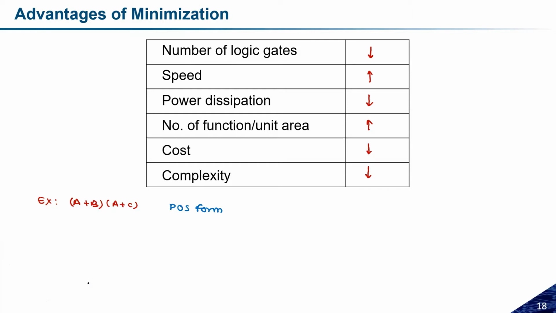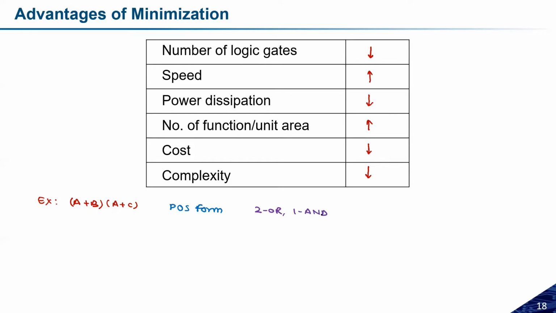Sir, 3 logical gates. Which ones? Sir, 2 OR gates and 1 AND gate. Perfect, absolutely correct. See here, for A plus C, we need 1 OR gate. For A plus B, we need 1 OR gate. And to multiply these two things, we need 1 AND gate. So we need 3 logic gates: 2 OR and 1 AND gate are required.